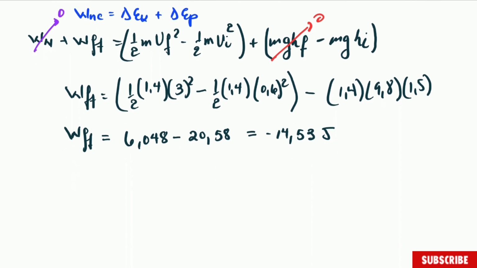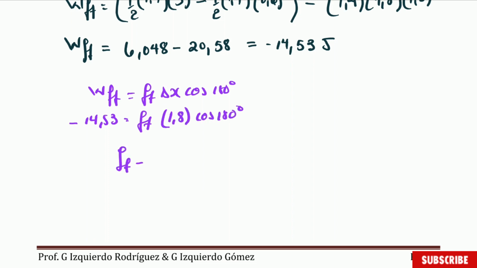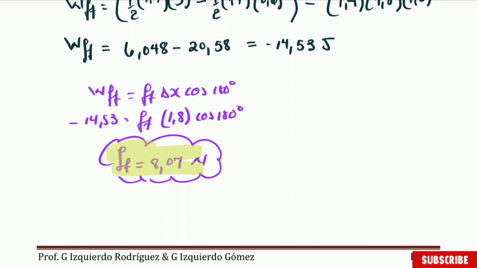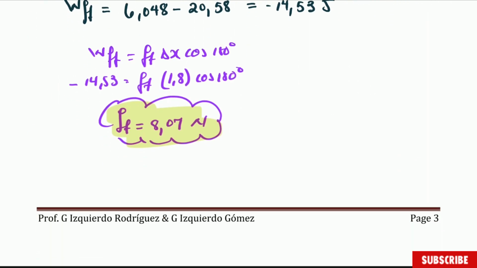Now, from here, we are going to calculate the frictional force. This work is equal to friction multiplied by displacement multiplied by the cosine of 180 degrees. If you substitute, this is the magnitude of the frictional force. So this is the end of this question 3. There is the magnitude of the frictional force.